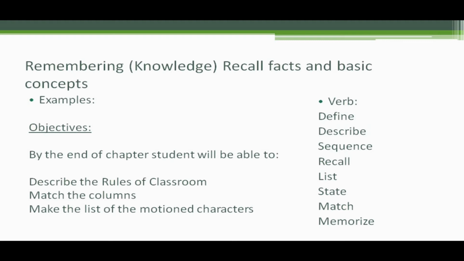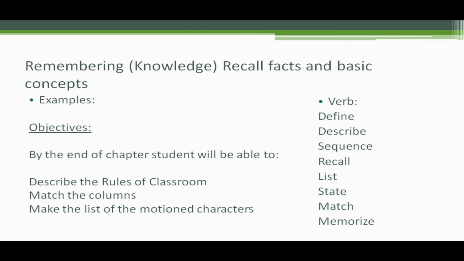At this level, if a teacher has made a lesson plan at the remembering level, by the end of the chapter, students will be able to describe the rules of the classroom, match the columns, and they will also make a list of the mentioned characters in the lesson. This is the level of remembering.